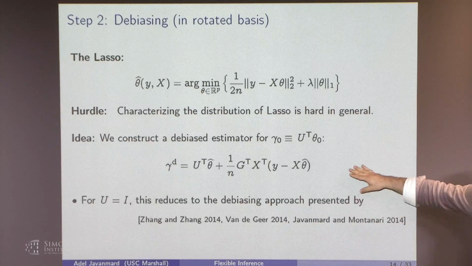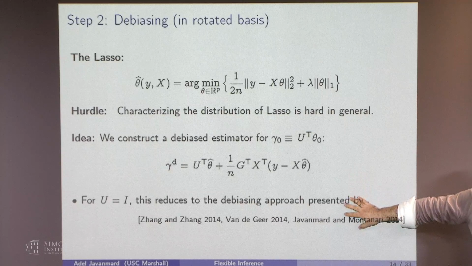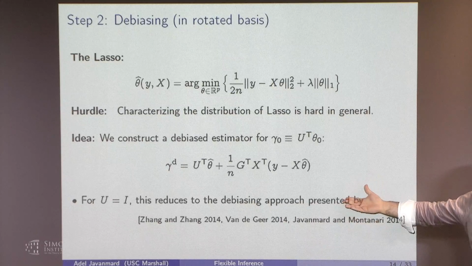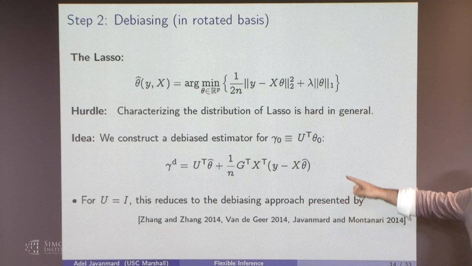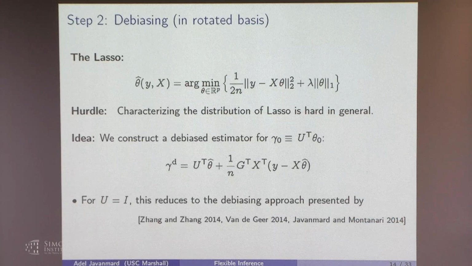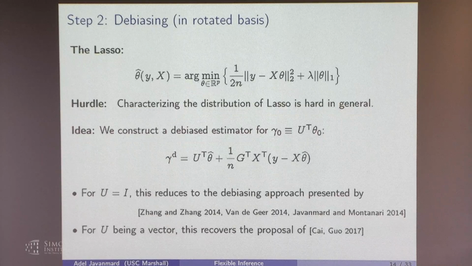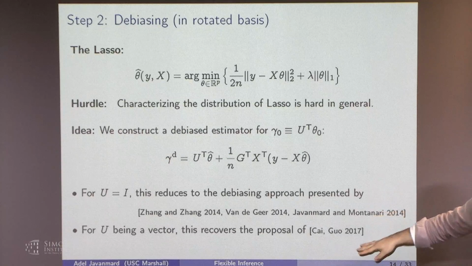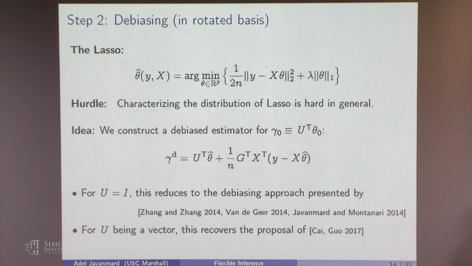So what I'm doing here is different from computing the classical debiasing and then projecting, because that doesn't work. Here I'm directly trying to debias U transpose theta. And if you take U to be a vector, then this becomes a proposal that was offered by Tony and Zigi in 2017. So here U is just some metric.